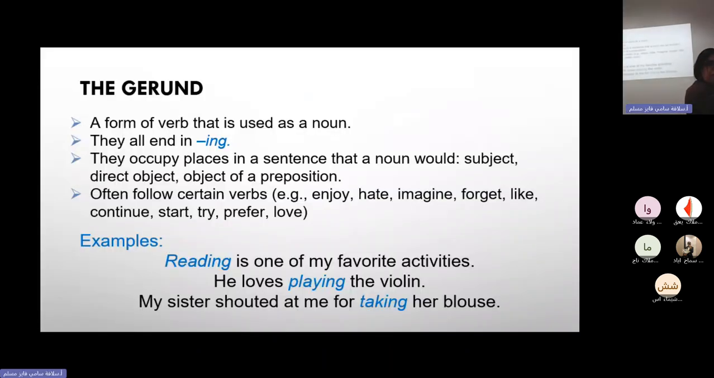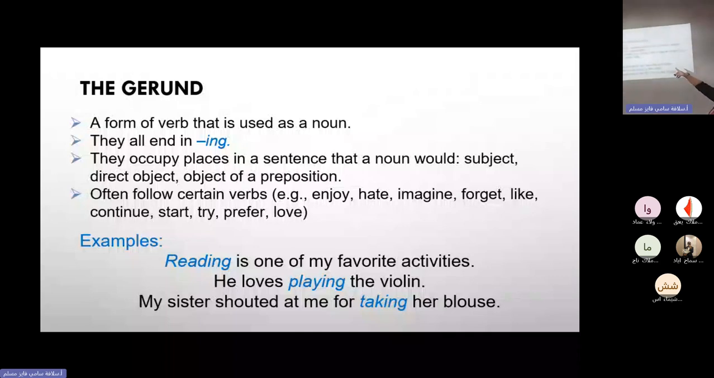We will talk about two things. The gerund, الجرند اللي هو الفعل ولكن يستخدم كاسم. Is the object of a sentence. Okay? شو يعني؟ The gerund is a formal verb that is used as a noun.